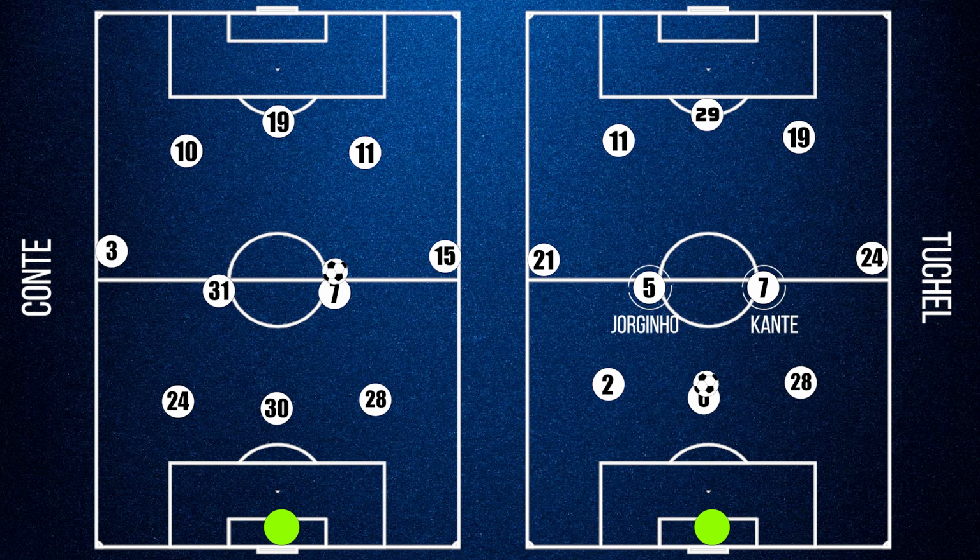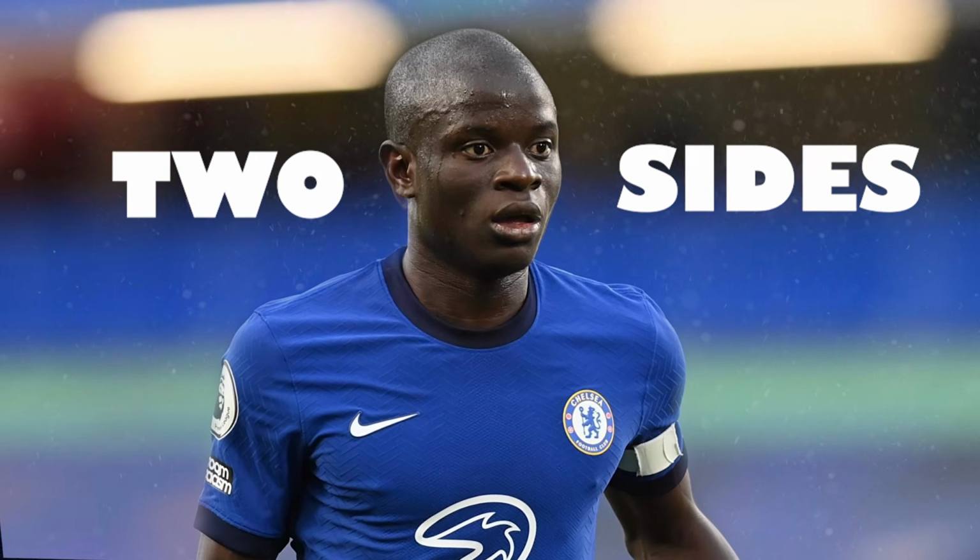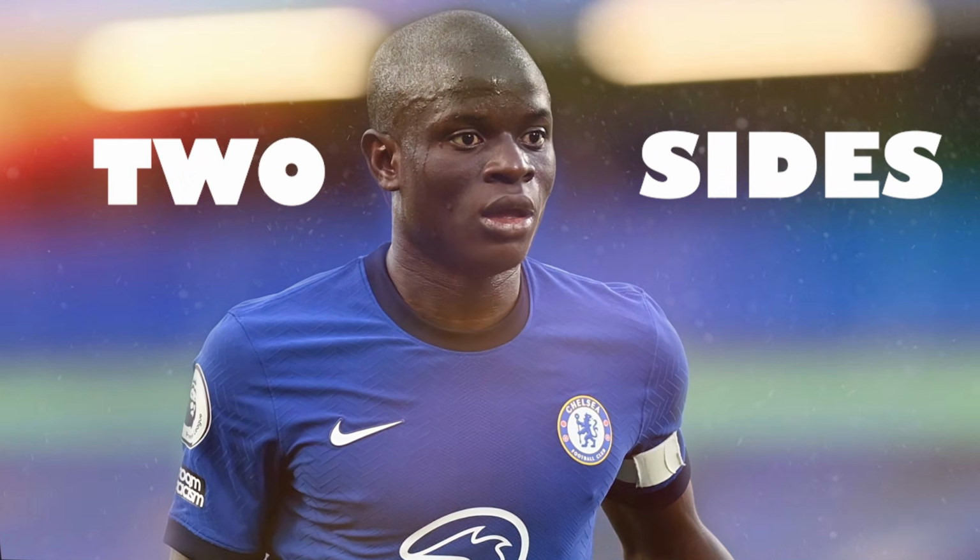Tuchel, on the other hand, as discussed, is more possession-oriented, and this reflects in his midfield. Before injury struck him, Kovacic was actually the first-choice man alongside Jorginho, and both are masters of retaining the ball in tight spaces and running the game as a duo. The two managers' uses of Kante have also been very different.